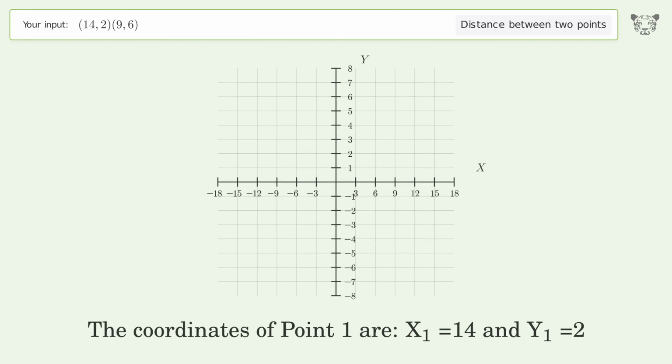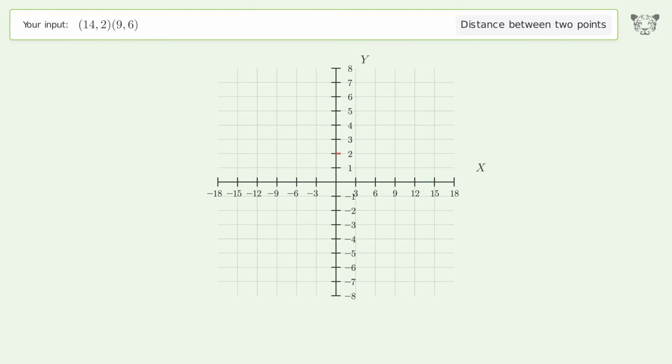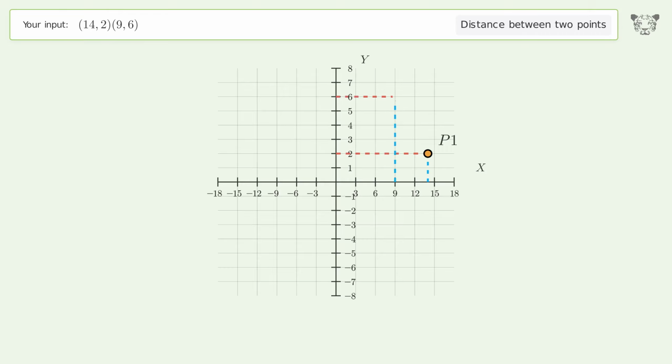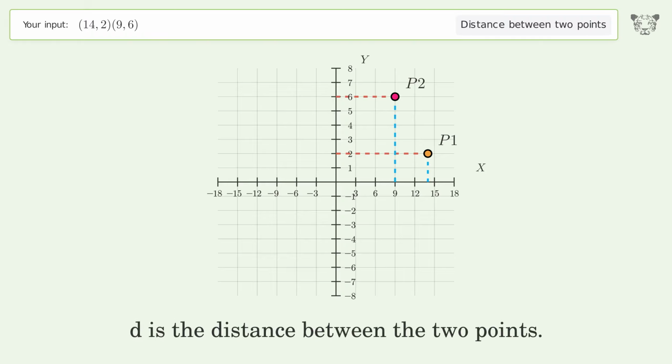The coordinates of point 1 are x1 equals 14 and y1 equals 2. The coordinates of point 2 are x2 equals 9 and y2 equals 6. D is the distance between the 2 points.